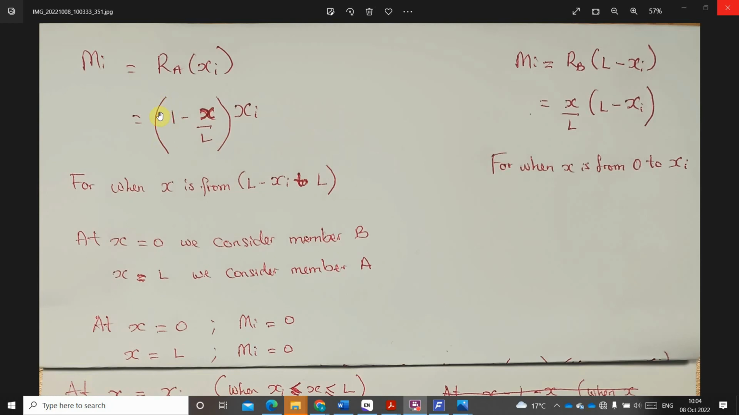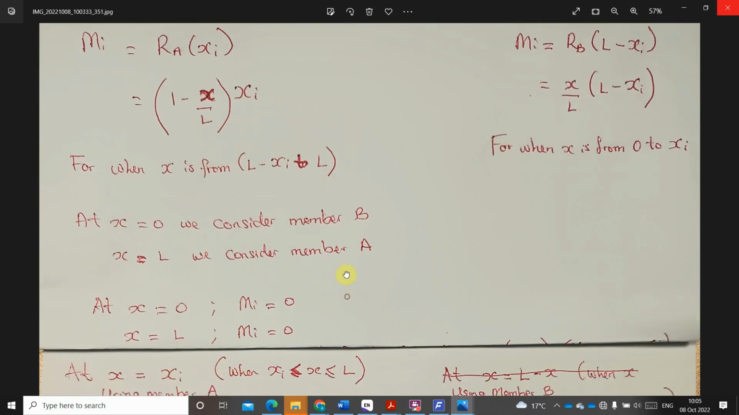Taking note that this is the member A section and this is the member B section, the MI that is gotten from member B. Now, using this formula, we're going to use this formula when our S is from Xi to L, and we're going to use this one when our S is from 0 to L.